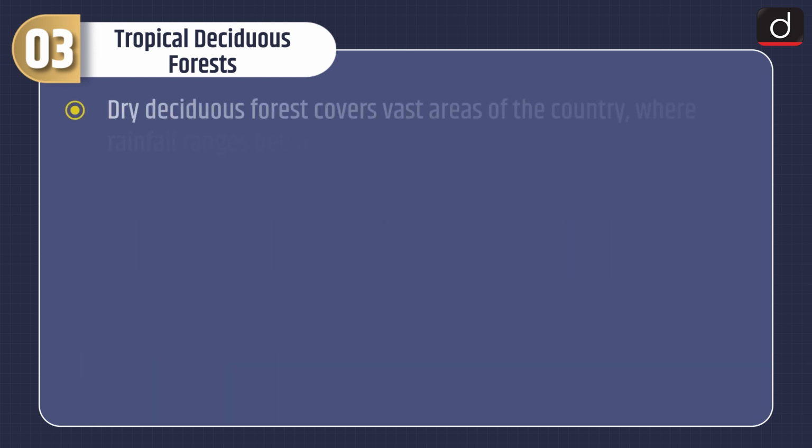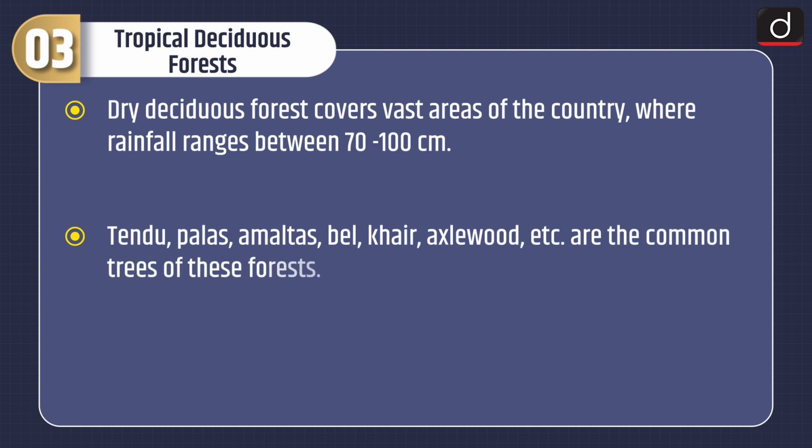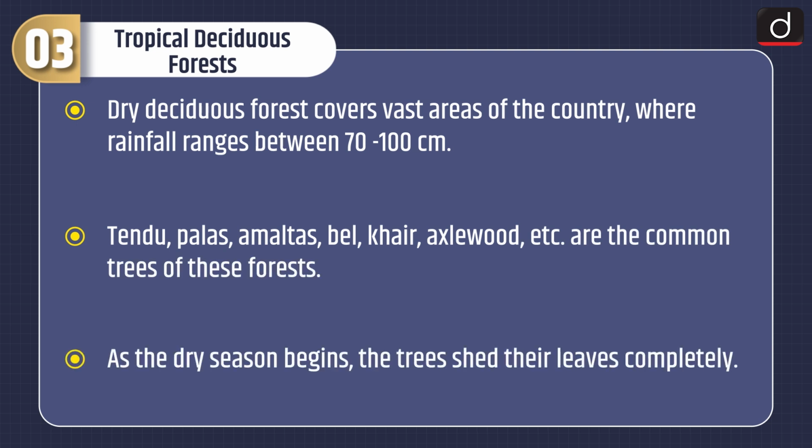Dry deciduous forest covers vast areas of the country where rainfall ranges between 70 to 100 cm. Tendu, palas, amaltas, bel, khair, axlewood, etc. are the common trees of these forests. As the dry season begins, the trees shed their leaves completely.